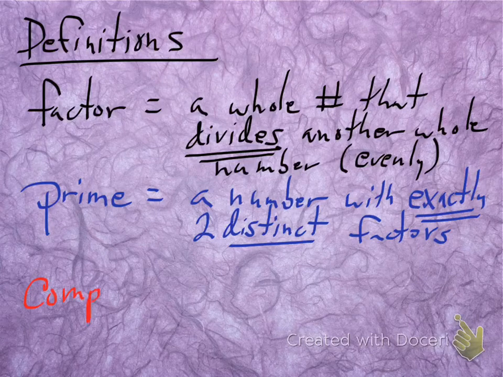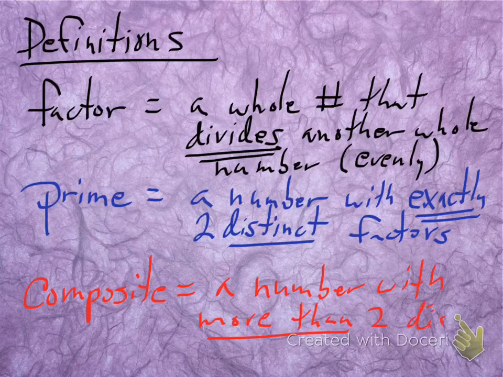So therefore, a composite number is the opposite of a prime in a sense. A composite number is a number that has more than 2 distinct factors. Okay, a great example of a composite number would be like 12, because it's divisible by 1, it's divisible by 12, by 2, 6, right? And also 3 and 4. So actually 12 has 6 different distinct factors. So definitely not prime. And that's what we call composite.